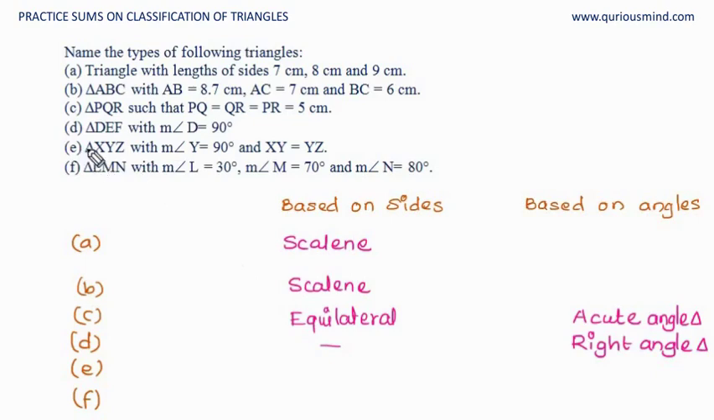Okay. E, triangle XYZ where angle Y is 90. So that gives us, based on angles, it is a right angle triangle. And XY is equal to YZ. That means two sides are equal, which means it is an isosceles triangle as well.